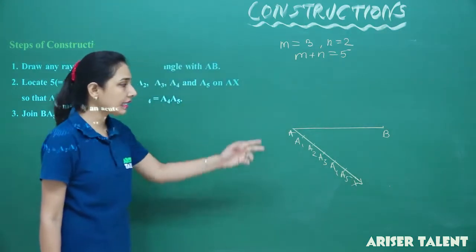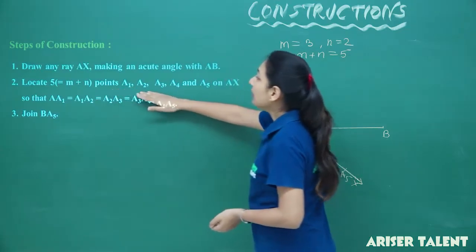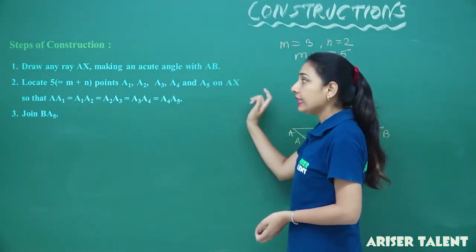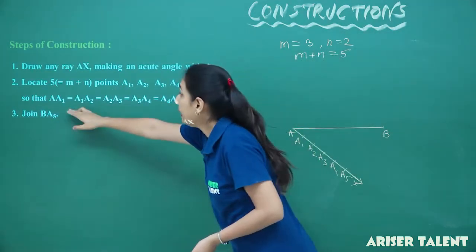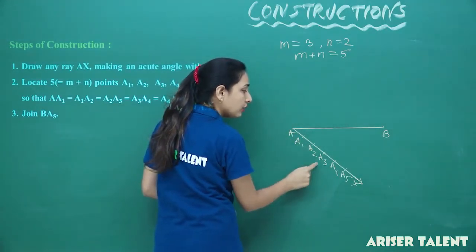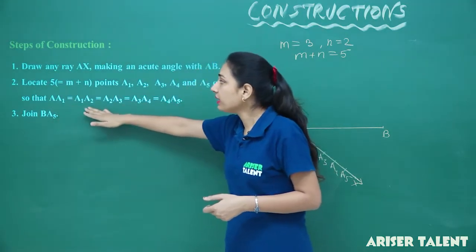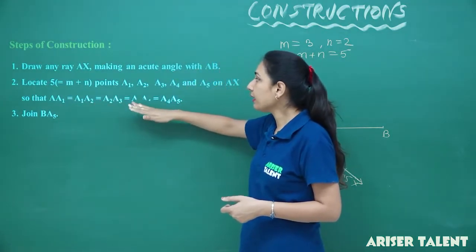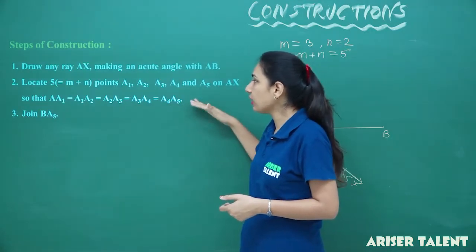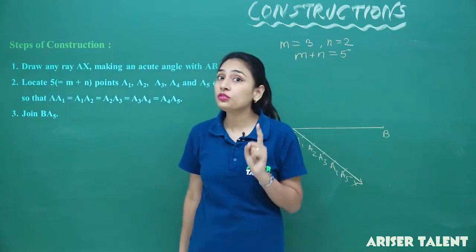I have to join A5 to B. Now how will I write that? A1, A2, A3, A4, A5 on AX, so that AA1 equals A1A2, which I have told you equals A2A3. Now you also have to write it like this: AA1 equals A1A2 equals A2A3 equals A3A4 equals A4A5. Now join B, A5. Students, wait.